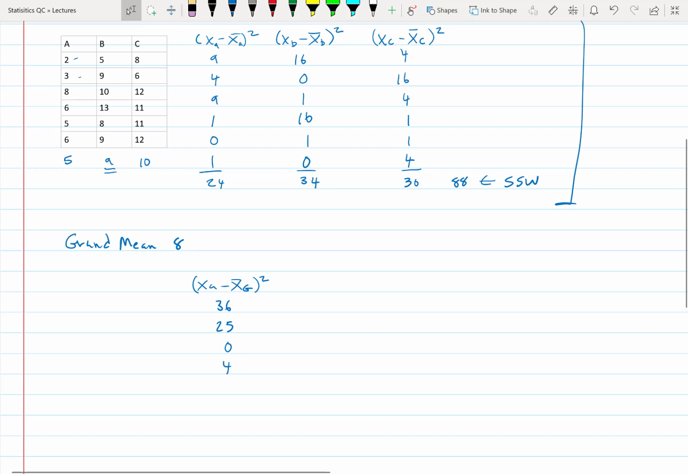Next value we have is 5. 5 minus 8 is negative 3. Square that, we get a 9. And finally, the last value is a 6. 6 minus 8 is negative 2. Square that, and we get a 4. And I'm just going to fill these in here really quickly for the other values, doing the same thing. And that's going to give me a 9, 1, 4, 25, 0, and a 1.